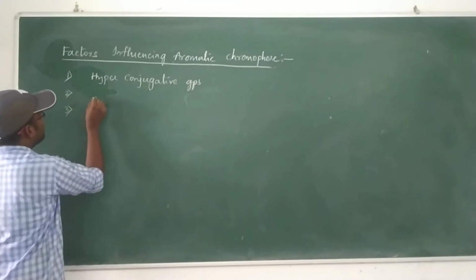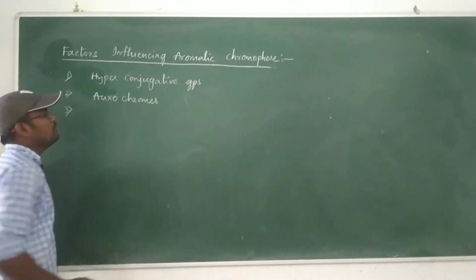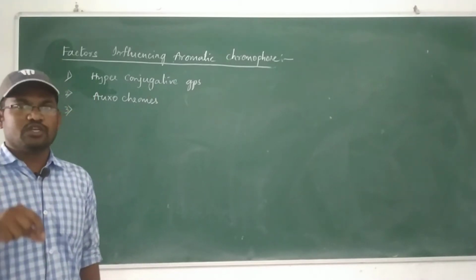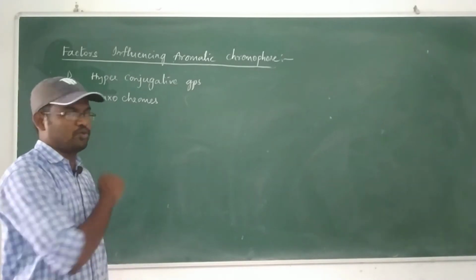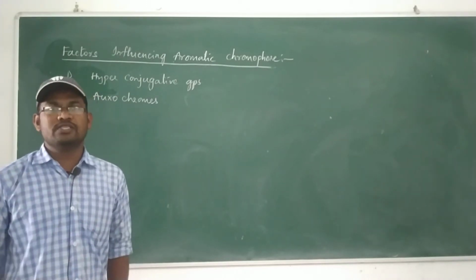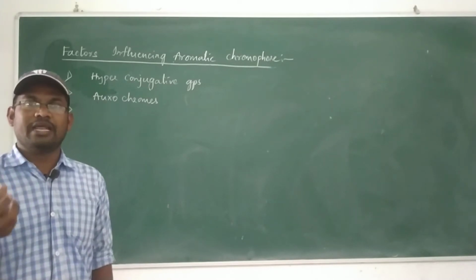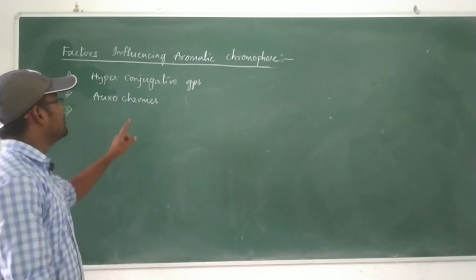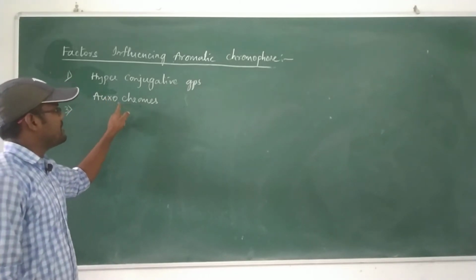And the second one, presence of auxochromes. We know what an auxochrome is. An auxochrome means a functional group or a heteroatom having a negative charge or a lone pair of electrons. An auxochrome itself does not absorb in the UV visible range of radiation, but when attached to a chromophore it influences lambda max. So that is also one factor influencing the aromatic chromophore, the presence of auxochrome.